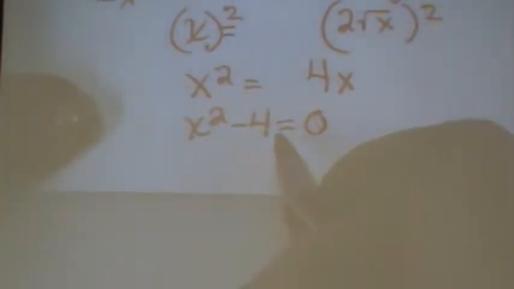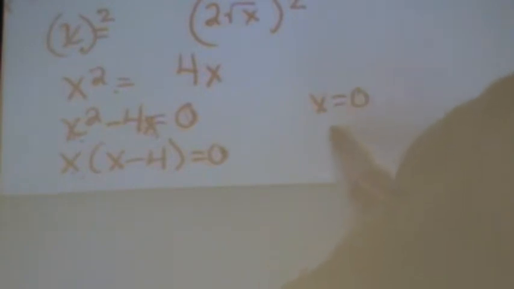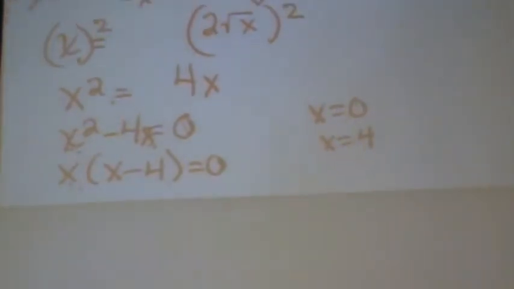Set this, again, it's a quadratic, set it equal to 0. Now, how do you factor this? Take out an x, and you're left with x minus 4. Do you agree? You brought this over, it became -4x. You pull out a common x, a GCF, and you're left with x minus 4. So your 2 possible solutions are 0 and 4. x equals 0 and x equals 4 are possibilities.